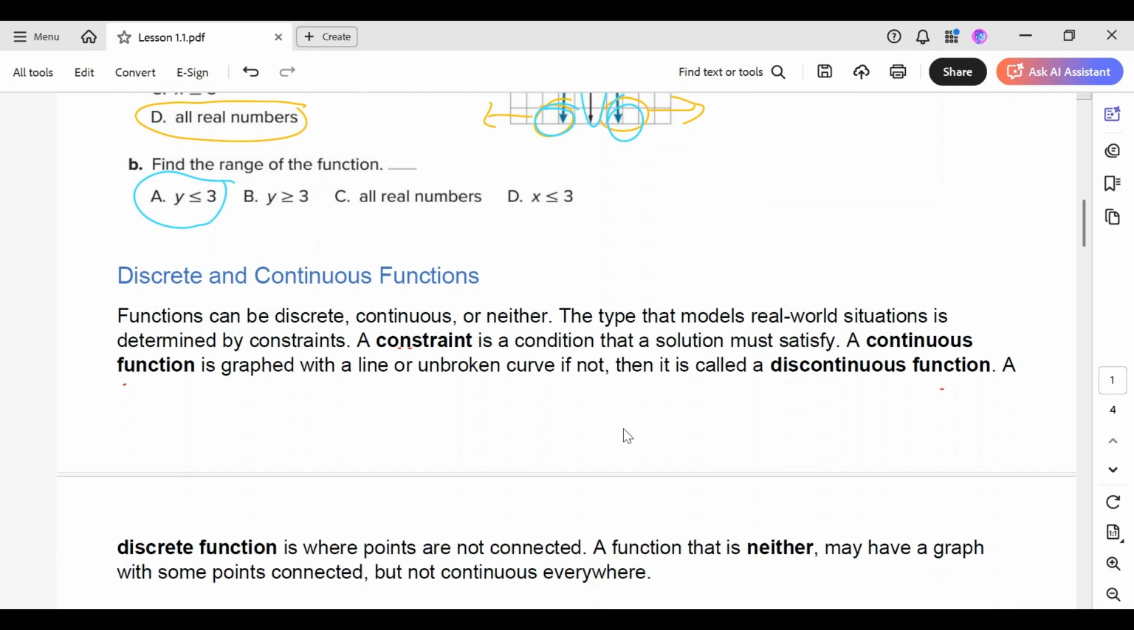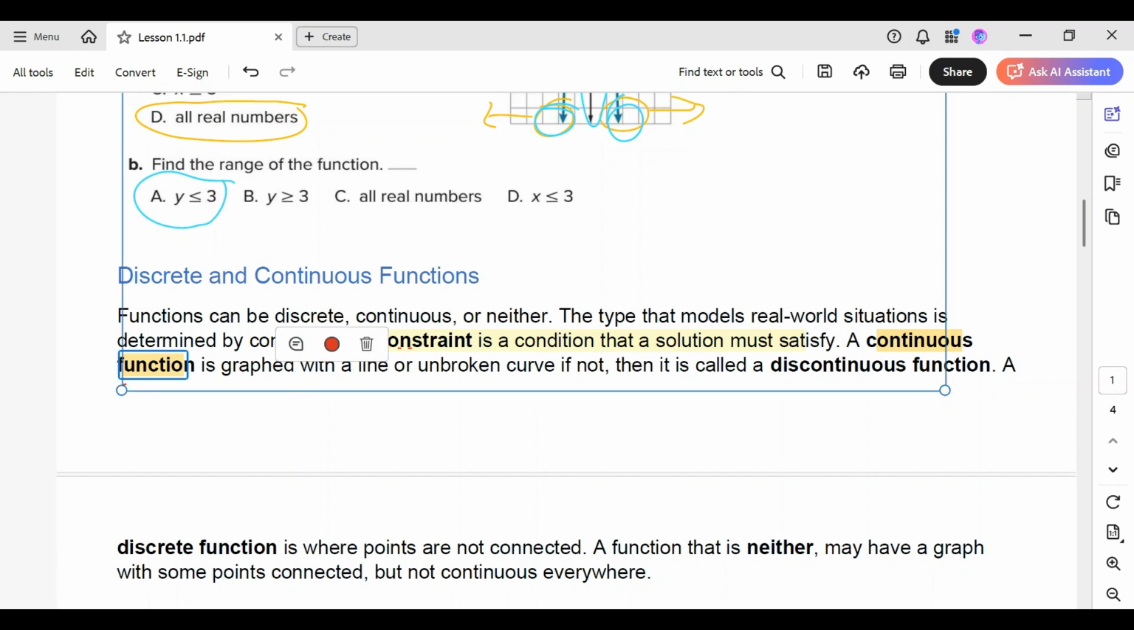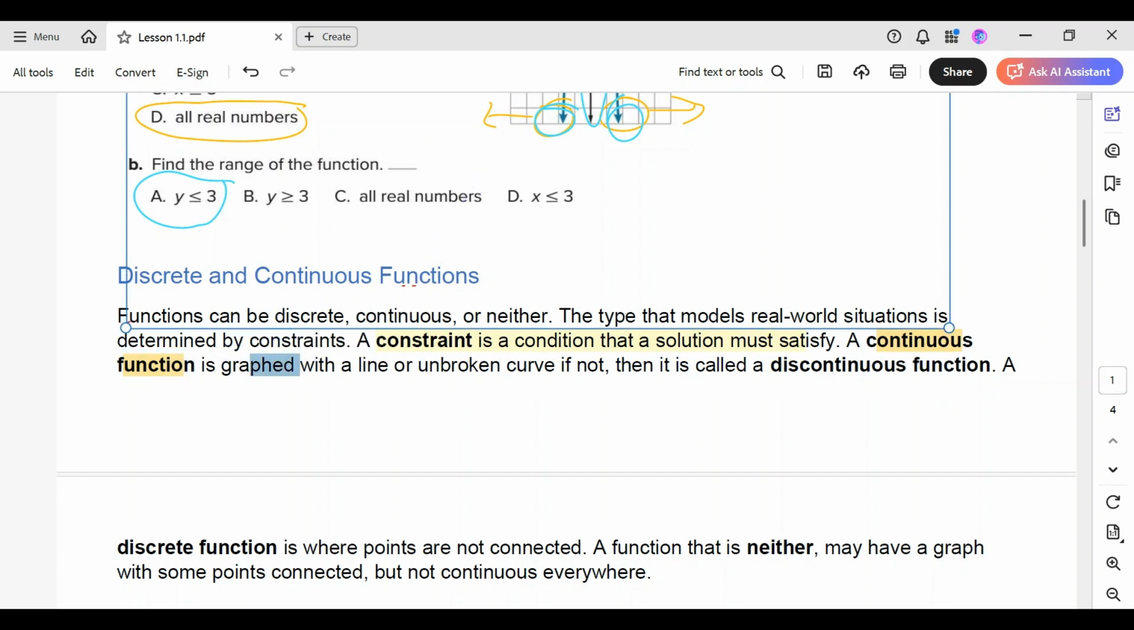When we head to discrete and continuous functions, you can have functions that are discrete, continuous, or neither. What that means is that based on the type that you see, it can model real-world situations determined by its constraints. So remember, a constraint is a condition that solution must satisfy. We have a continuous function, which is a graphed line or unbroken curve, which means, like, think of a parabola.